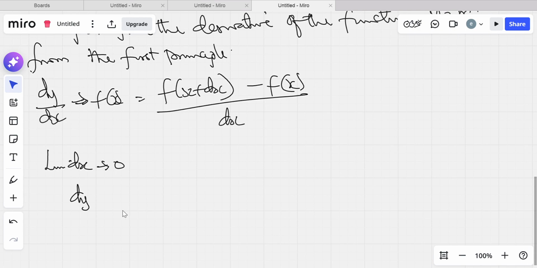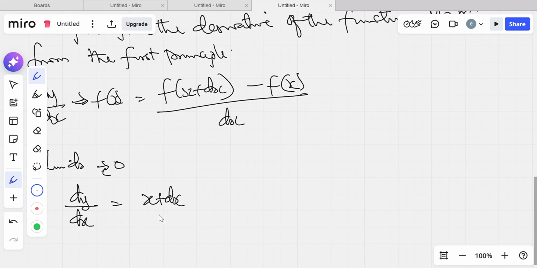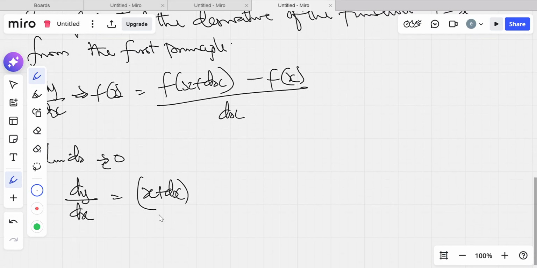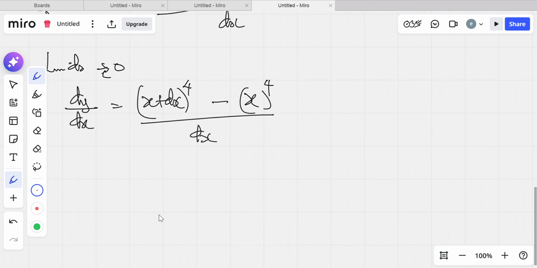we now have that dy over dx is all equal to what? x plus delta x. So x has increased. So it is x plus delta x all to the power 4 minus x to the power 4, all over delta x. This is how we are going to be stating it.